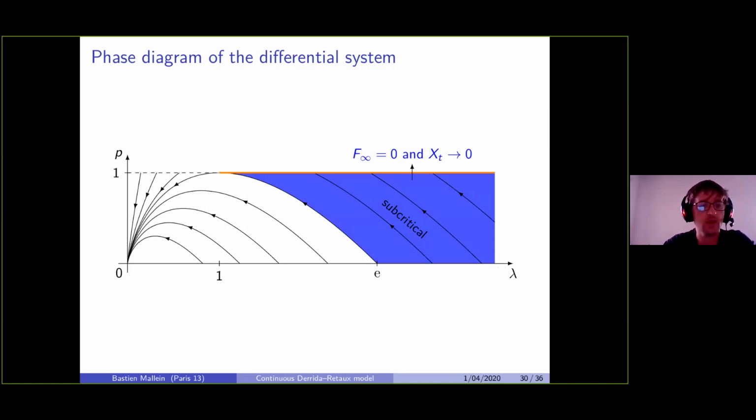Okay. So now there is another area of interest, which is the supercritical area, where you see that actually p goes to 0 as t goes to infinity, and lambda goes to 0 as well. And lambda goes to 0 means that xt goes to infinity. So you're in the supercritical area where the free energy is strictly positive. And obviously, between the subcritical and the supercritical area, you have the critical line, on which p goes to 1 and lambda goes to 1.